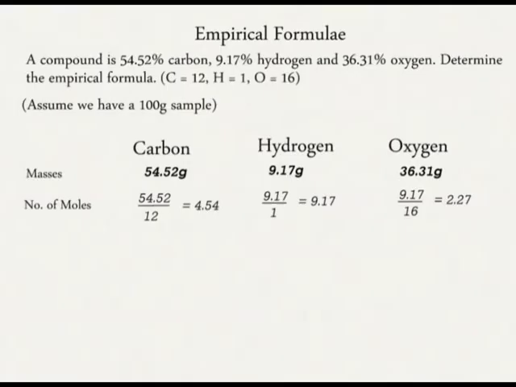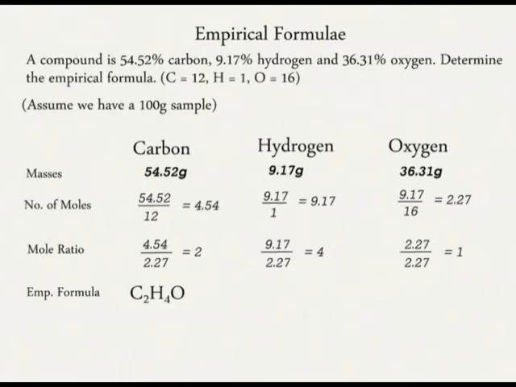So we have this mole ratio for carbon, hydrogen and oxygen. But we cannot write a formula with decimal figures. We must convert them into the simplest whole number ratio. We do this by dividing all the moles by the smallest of them. In this case, it will be 2.27. If we do this, it will give us the ratio of 2 to 4 to 1. This is the simplest possible ratio. And so the empirical formula of the compound is C2H4O.